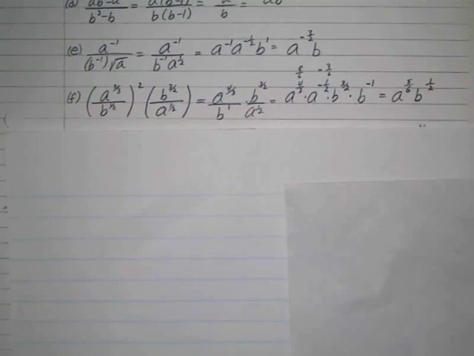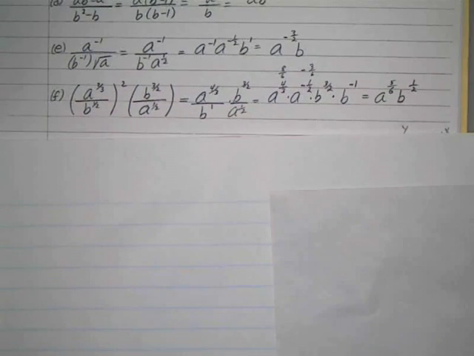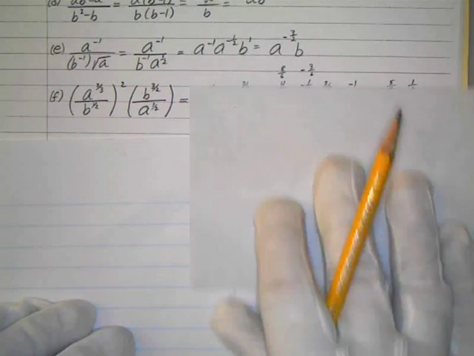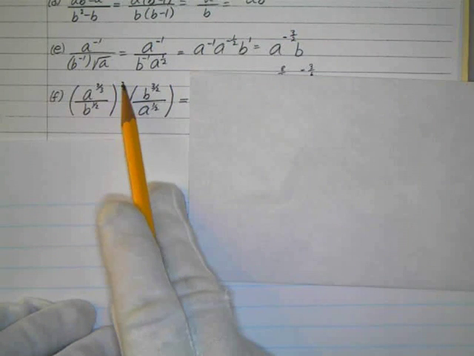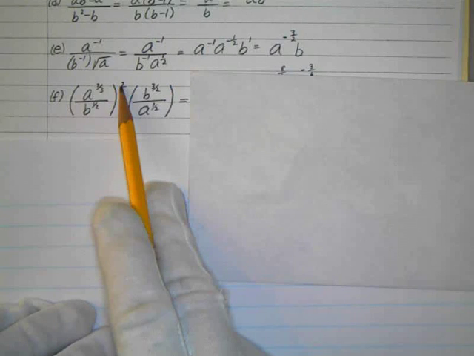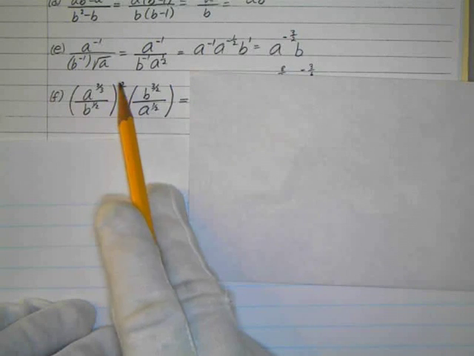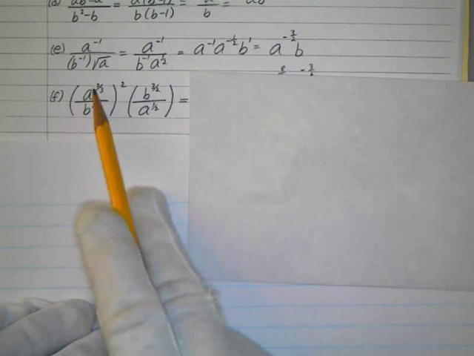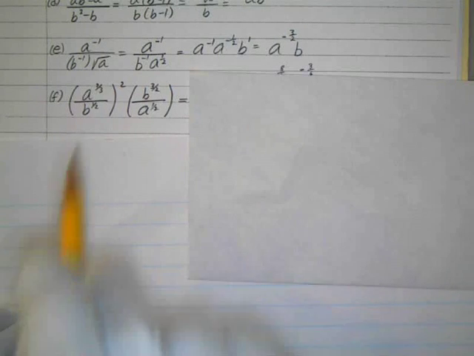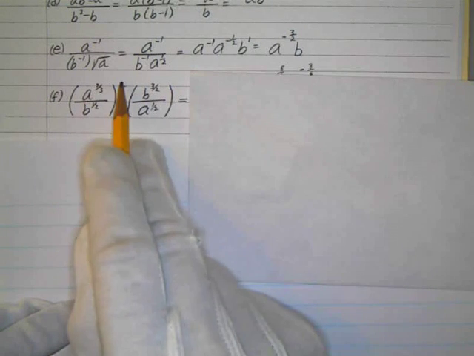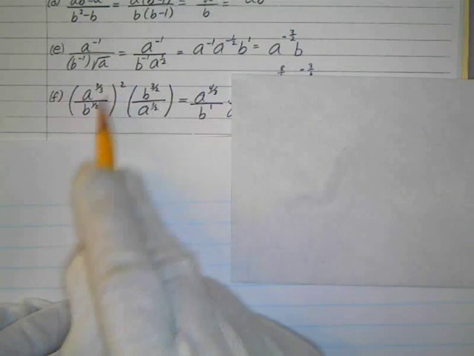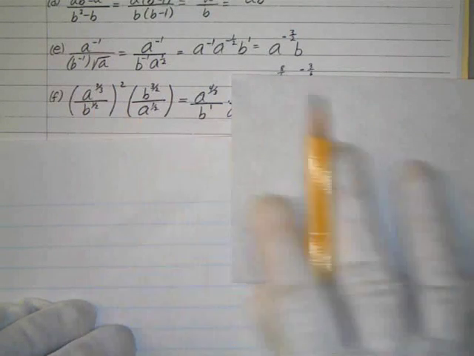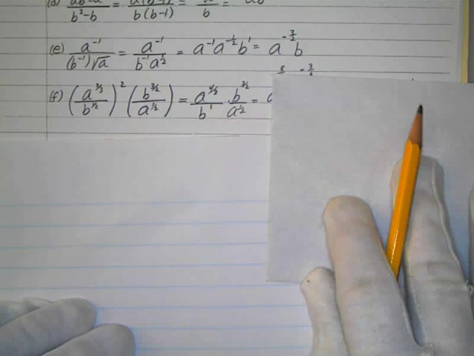Okay, letter F. So this is what we start with, and then the first thing I do is I just remember when we raise powers, you just follow the same order of operations, powers first and multiplication, so I'll raise powers. When I'm raising bases to powers, I multiply the exponents, so that's a to the 4/3 over, and then 2 times 1/2 is 1, and this stays the same. So that's b to the 3/2 over a to the 1/2.